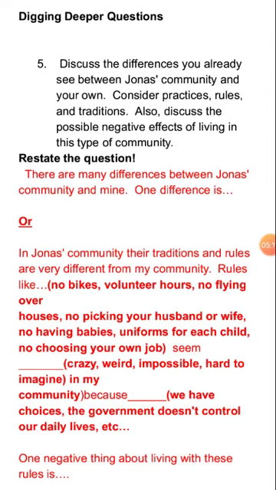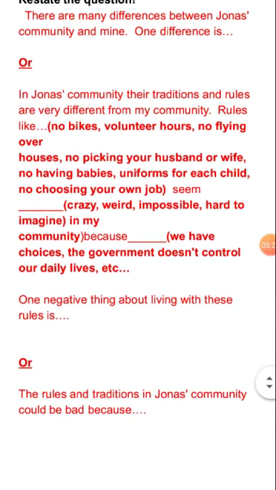One way you could do that is there are many differences between Jonas's community and mine. One difference is, or you could say, in Jonas's community, their traditions and rules are very different from my community. Rules like no bikes, volunteer hours, no flying over houses, no picking your husband or wife, no having babies, uniforms for each child, or no choosing your own job seem. And you're just going to pick one or two of those and tell me how you think it seems.